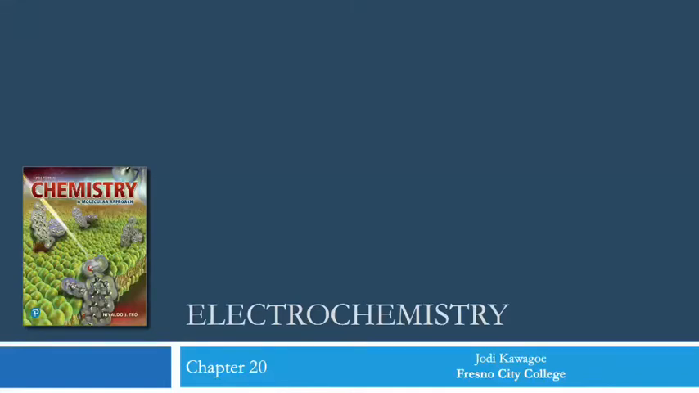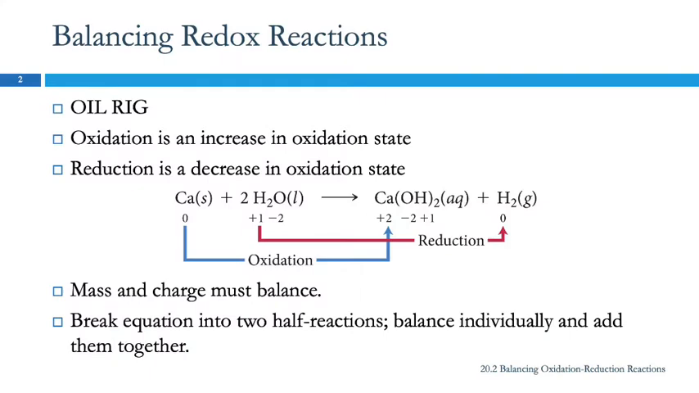We're going to do one section out of chapter 20, the chapter on electrochemistry. And this is a section on balancing oxidation-reduction reactions. We talked about oxidation states and what redox reactions were at the end of chapter 5. And we're going to learn how to balance those redox reactions.